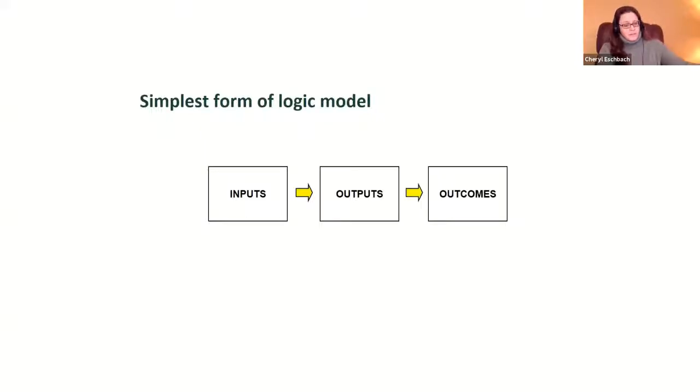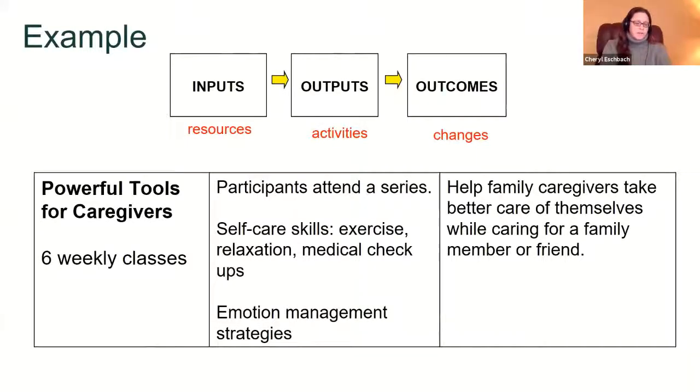So I'm going to return here to the simplest form of the logic model just so we can look at that again together, that the inputs lead to the outputs, and that there's outputs, there's outcomes. And then let's look at a real example from a program with older adults. We have the Powerful Tools for Caregivers. It's 6 weekly classes, and the participants attend a class. So in this case, the Powerful Tools for Caregivers is the input. It's the resource we invest as extension to provide. And then the outputs would be the audience or the people who attend. So I could track the number of participants. I could track the number of classes.